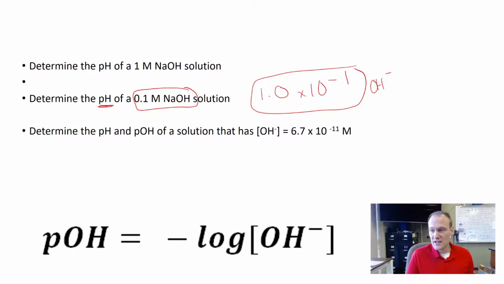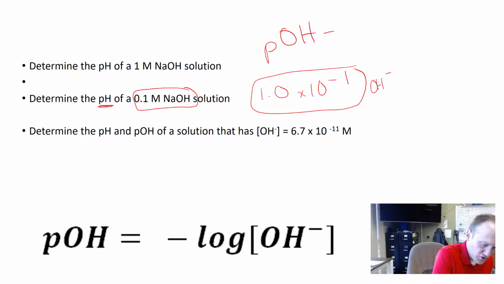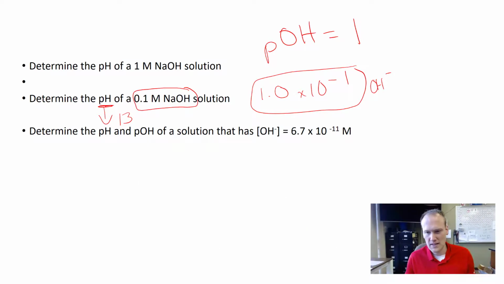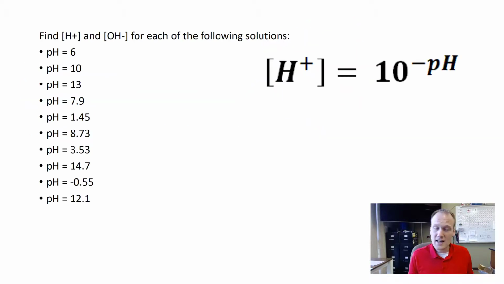If we type this in and solve for pOH, we will see that the pOH equals 1. And remember, the pOH plus the pH should equal 14. So in this case, the pH would equal 13, because 13 plus 1 is 14. So if you're given a strong base or a concentration of the OH negative ion, you can still calculate the pH from that.